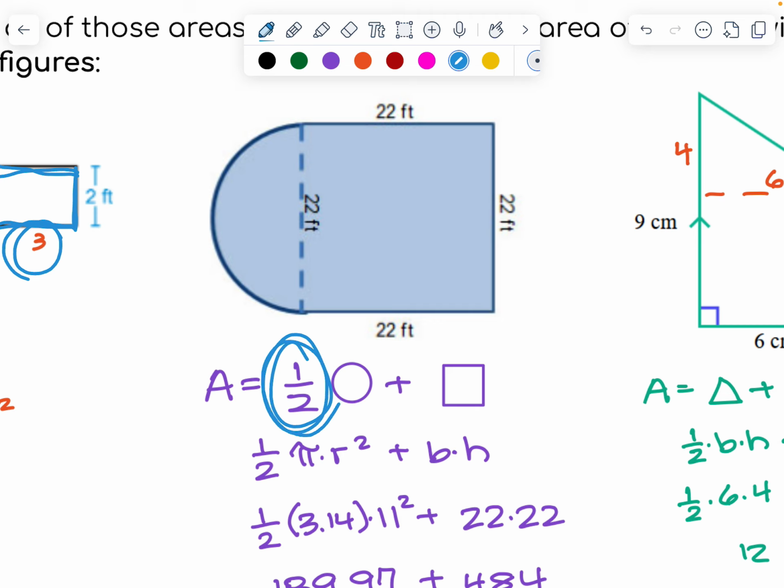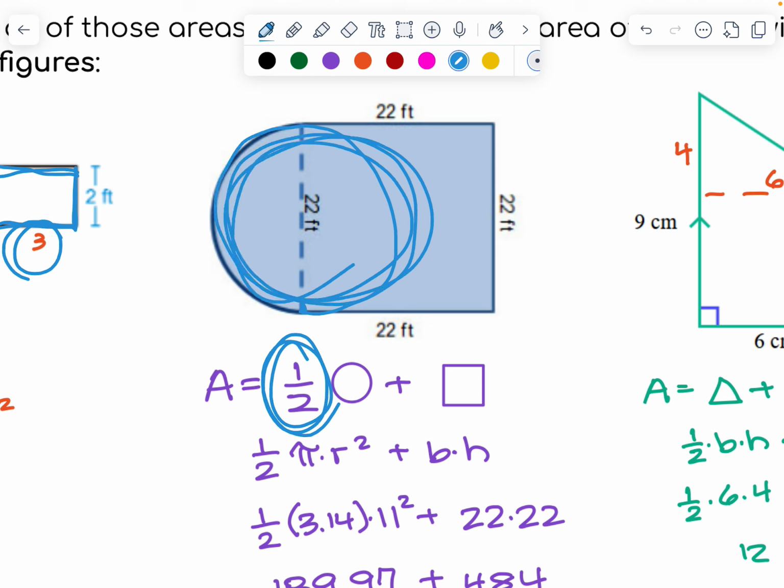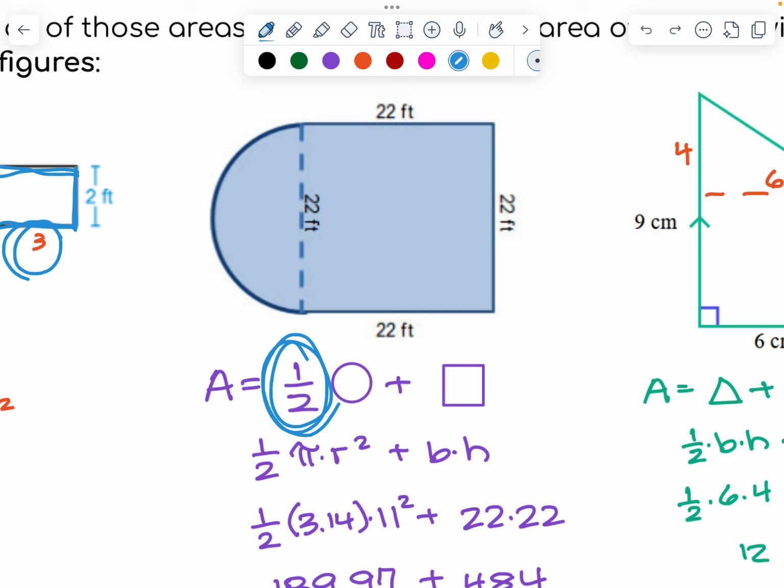People forgot the half. Doesn't this look like just half a circle? This is not a whole circle, it's a half circle. So you're going to use the formula for a circle, but multiply it by 1/2 or 0.5. See how I've got that in here each time? Half every time. Otherwise, you're going to get the wrong answer.